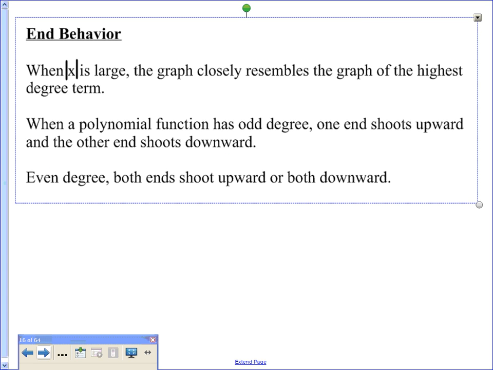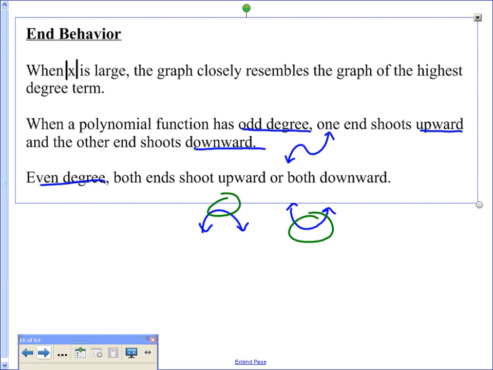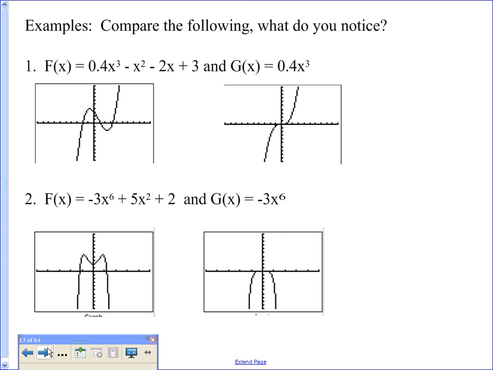Now we're going to talk about end behavior. First of all, when the absolute value of x is large, the graph is going to closely resemble the graph of the highest degree term, and this will make more sense in the next example I give you. In addition, when a polynomial has odd degree, one end is going to shoot upward while the other end is going to shoot downward. So it's going to look something like this. If it's even degree, you're either going to go both down or both up, sort of like a parabola. What you don't know is what's happening in this area here. That can't be determined by simply looking at the degree of the polynomial.